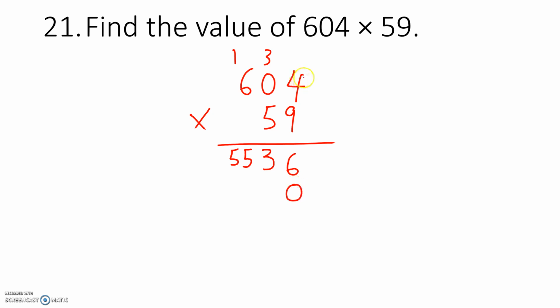You have a 0. 4 times 5 is a 20. So we have a 2 now. 0 times 5 is a 0. Plus a 2 gives you a 2. 6 times 5 is a 30. So let's add up everything together. You would get the answer 35,736.